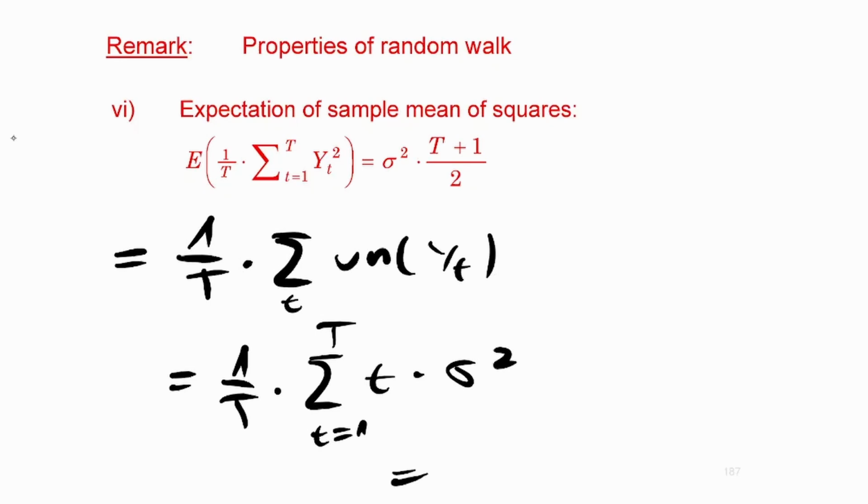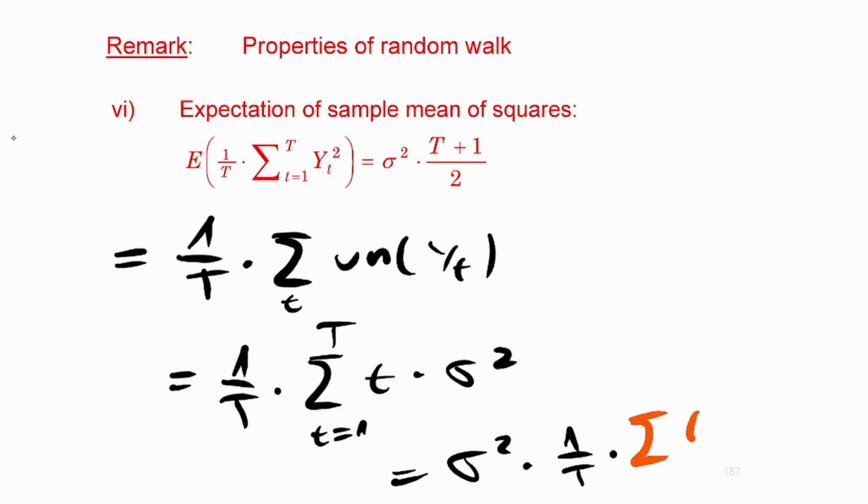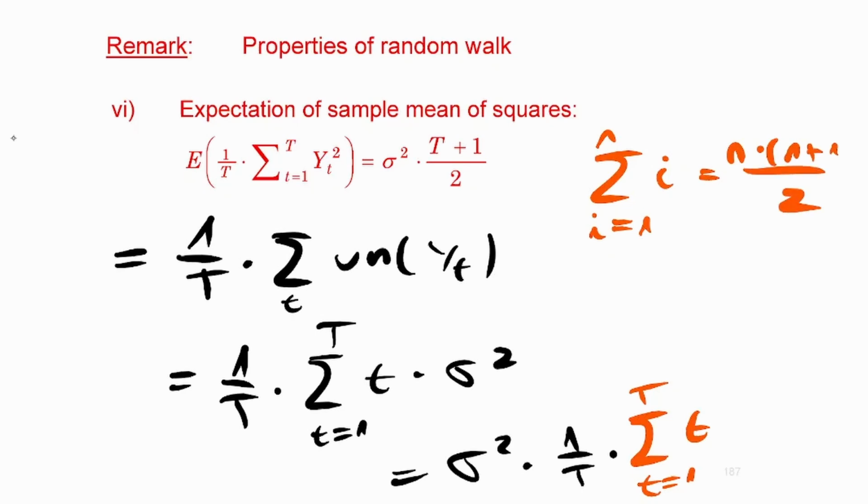So let me take sigma squared out. So sigma squared times 1 by t times the sum of these t's, okay? And this sum, there is a formula for this. You might remember from so-called arithmetic series, the sum of all numbers from 1 to n is, you can prove that relatively easily, n times n plus 1 by 2. Okay, so again, that's not what the issue is going to be.